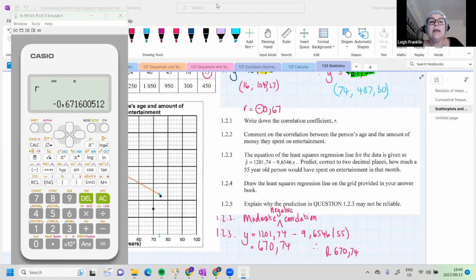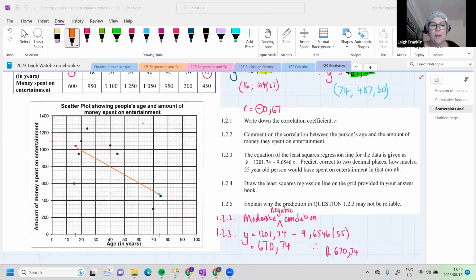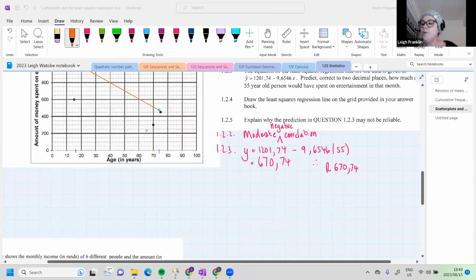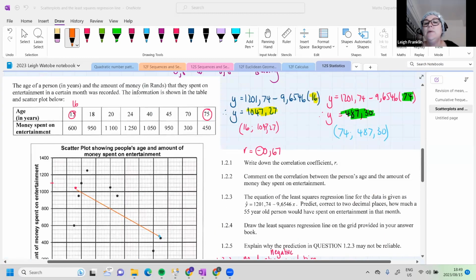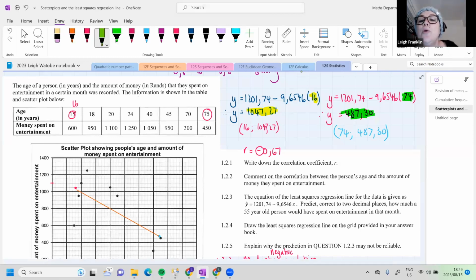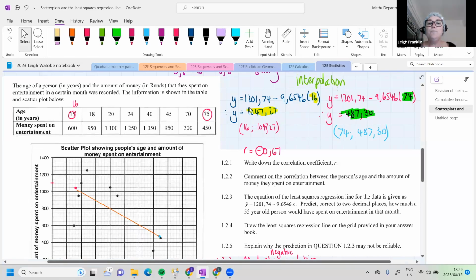Okay, so interpolation and extrapolation, these are not words that they can expect you to know, Kamogelo. But what we were doing here, where we subbed in the 55, we were interpolating. Over here, when we subbed in the 16 and the 74, again, we were interpolating. So interpolating, or interpolation, means using the equation of the least squares regression line to make predictions between my smallest x and my biggest x.